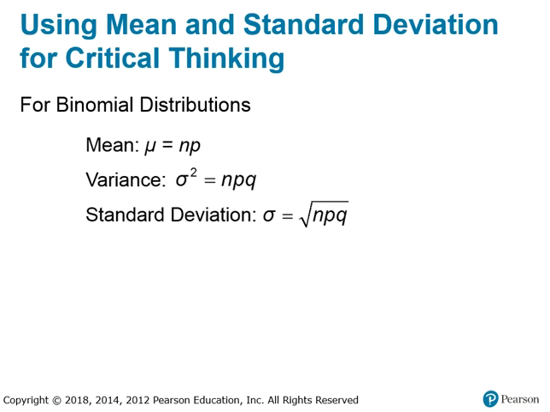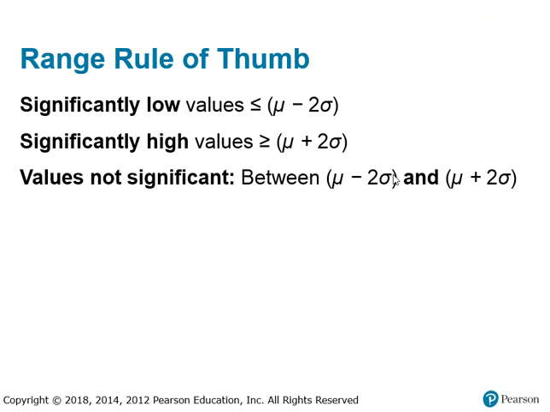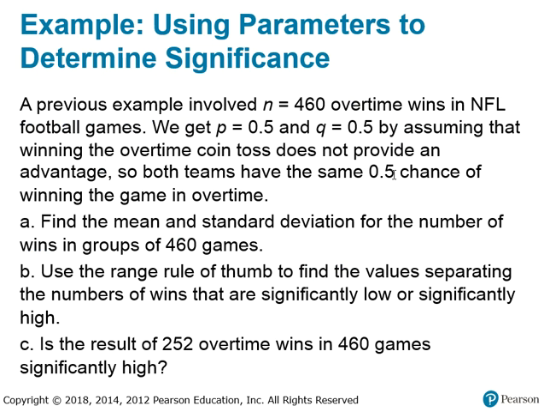So using binomial distribution, we can find the mean or the variance or the standard deviation. We did that in section 1. It just wasn't a binomial, it was any distribution. To find the mean, you do n times p. To find the variance, you do n times p times q, and then standard deviation is simply the square root of that. The range rule of thumb, we're just using the idea of 2 standard deviations away to find out if it is significantly low or high.